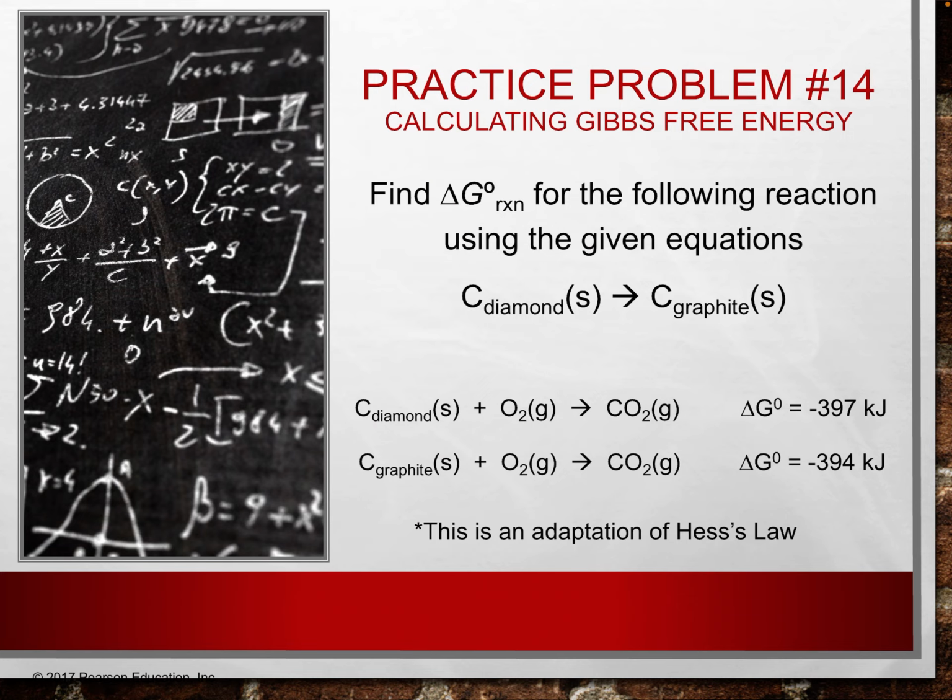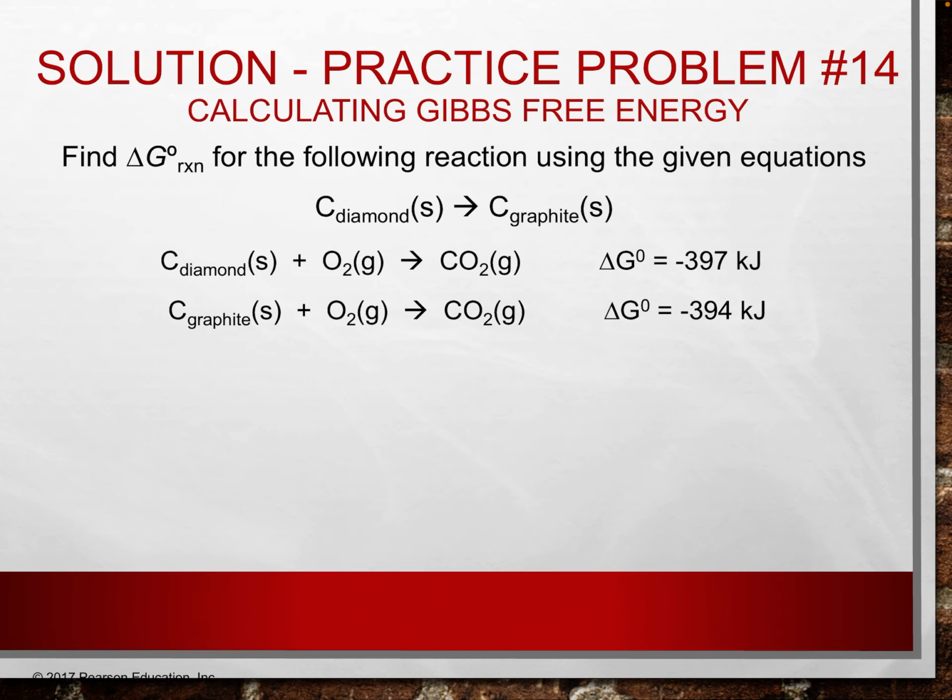This one says, find our change in Gibbs free energy for the following reaction using the given equations. So we have diamond changing to graphite, which we've talked about before, that diamond will spontaneously turn into graphite. We know that, so make sure the delta G at the end is negative. We should know that that one is a spontaneous process. But let's go ahead and look at how to manipulate these equations.